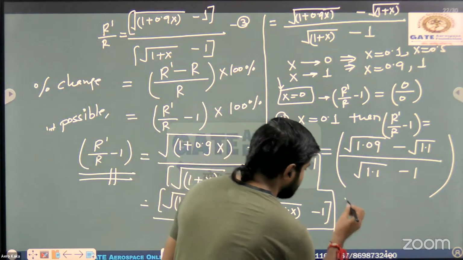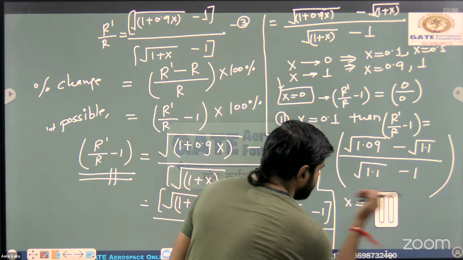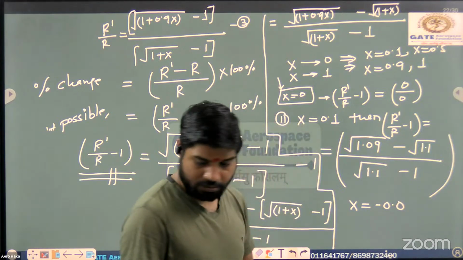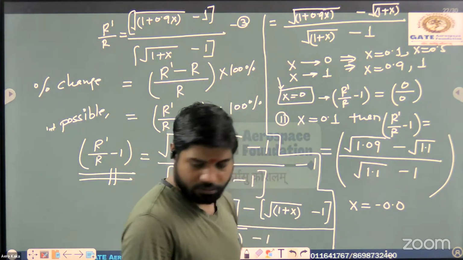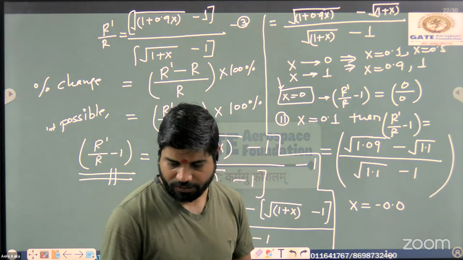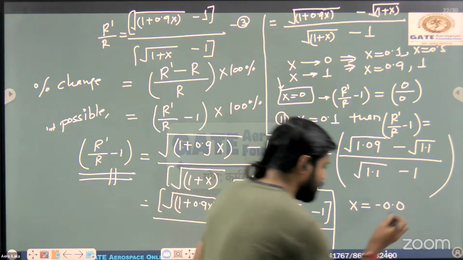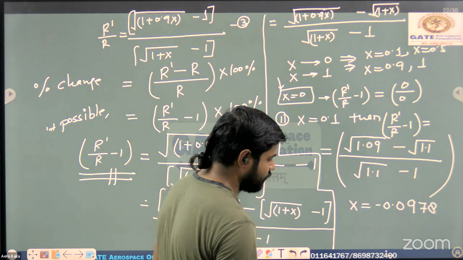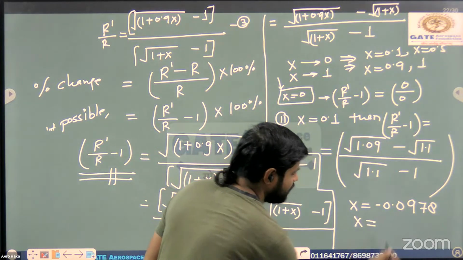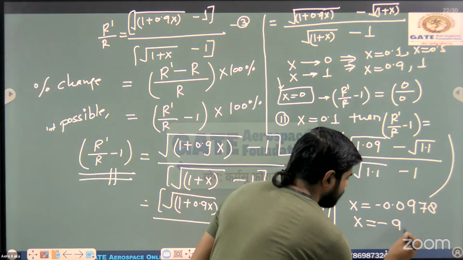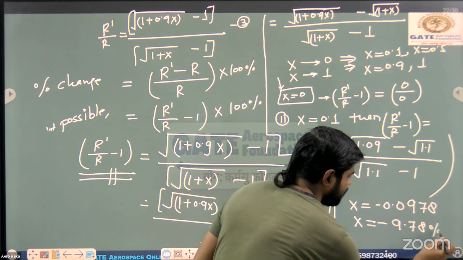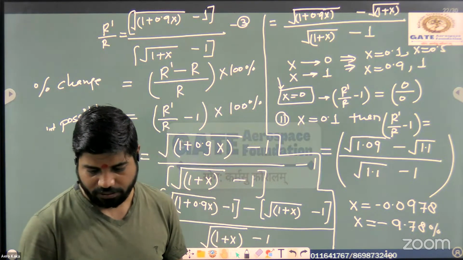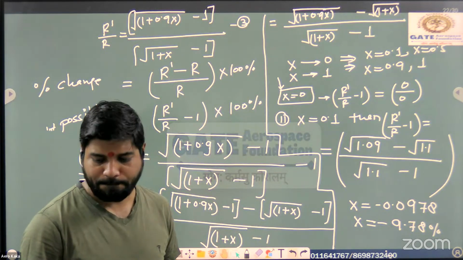Okay, I'm getting this value x is equal to minus 0.08732. Are you getting? Sorry, 0.0978 I'm getting. Are you getting this one or not? Yes, sir. So if you take this in percentage, then how much you will get? Minus 9.78%. Are you getting this value? Please verify. We put x is equal to 0.1 here. Are you getting? Yes, sir.